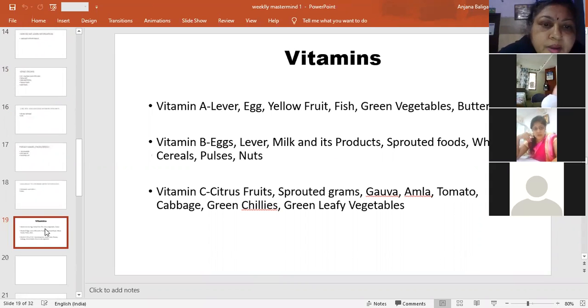Now, if you want to remember vitamins, how are you going to remember? A, B, C, D, there are different vitamins. Vitamin A: liver, egg, yellow fruit, fish, green vegetable, butter. Vitamin B is found in eggs, liver, milk products, sprouted whole cereals, pulses, nuts. Vitamin C is in fruits, green grams, guava, amla, tomato, cabbage, green chili, green leafy vegetables. So the confusion here is between A, B and C. A will contain something, B will contain something, C will contain something. This is the biggest confusion, how to remember various elements of the same vitamin, right?